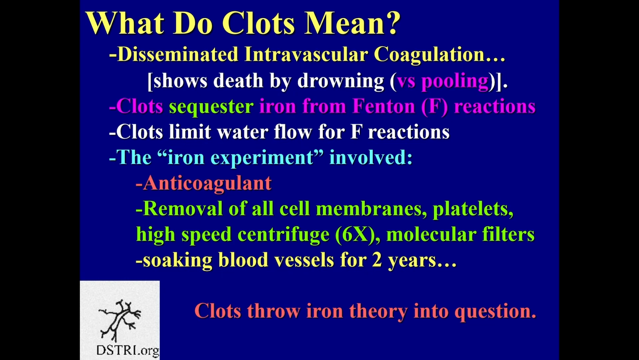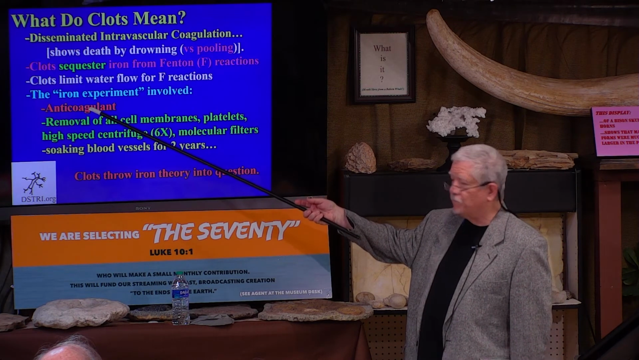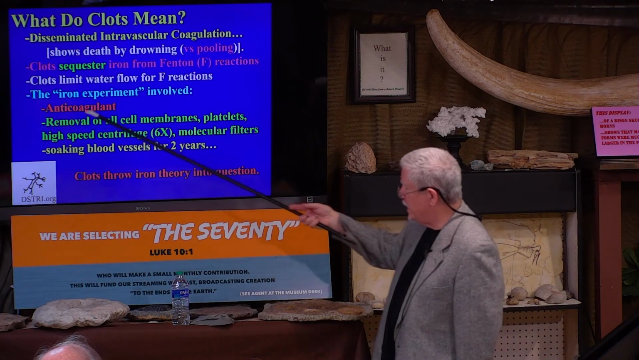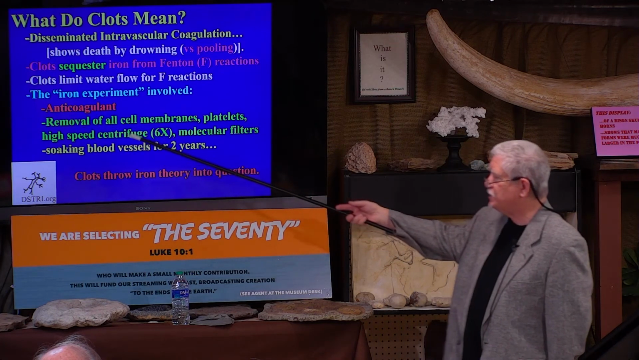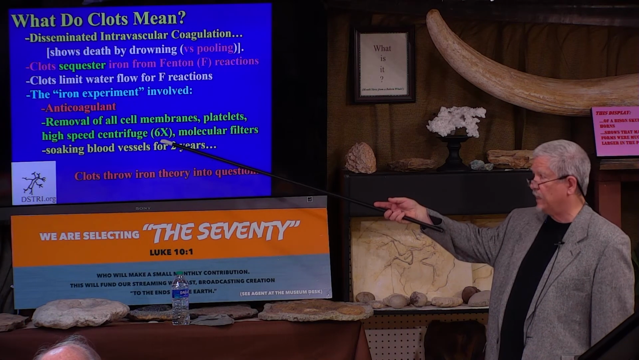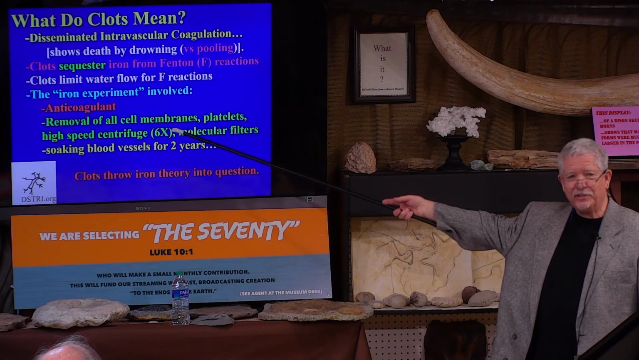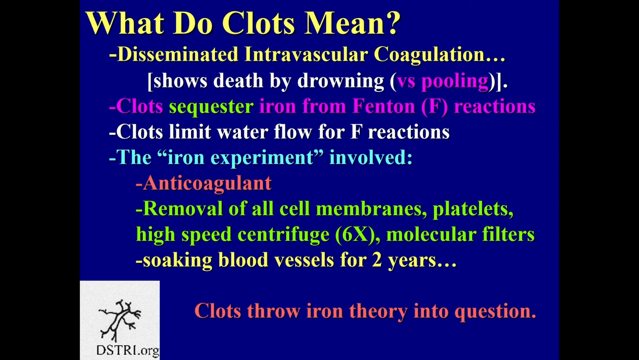And so they had to prevent that. Why? They couldn't get to the heme. They couldn't expose the heme for their iron preservation if the blood was clotted. So the first thing they did was add anticoagulant. Then they started high-speed centrifuging them, and I'm talking 30, 40, 60,000 RPM or faster. And so they removed all the cell membranes. Why? Cell membranes initiate the clotting cascade. There are tissue factors in there that cause the clotting cascade to begin. They had to remove those. All the platelets, those little cells that assist in clotting, had to be removed. They did 6 times through high-speed centrifuge.